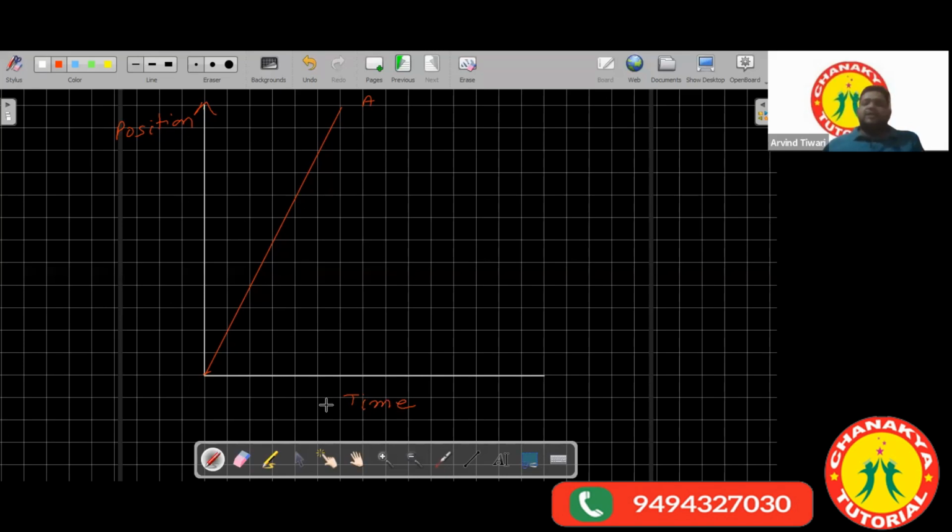Now I take any 2 points to find the slope. Suppose I consider this point to be the initial point and this point to be the final point. In the beginning the object is here, and after some time it is at this point. So this will be your initial position, which is x1, y1, and this is x2, y2, which is the final position, right?